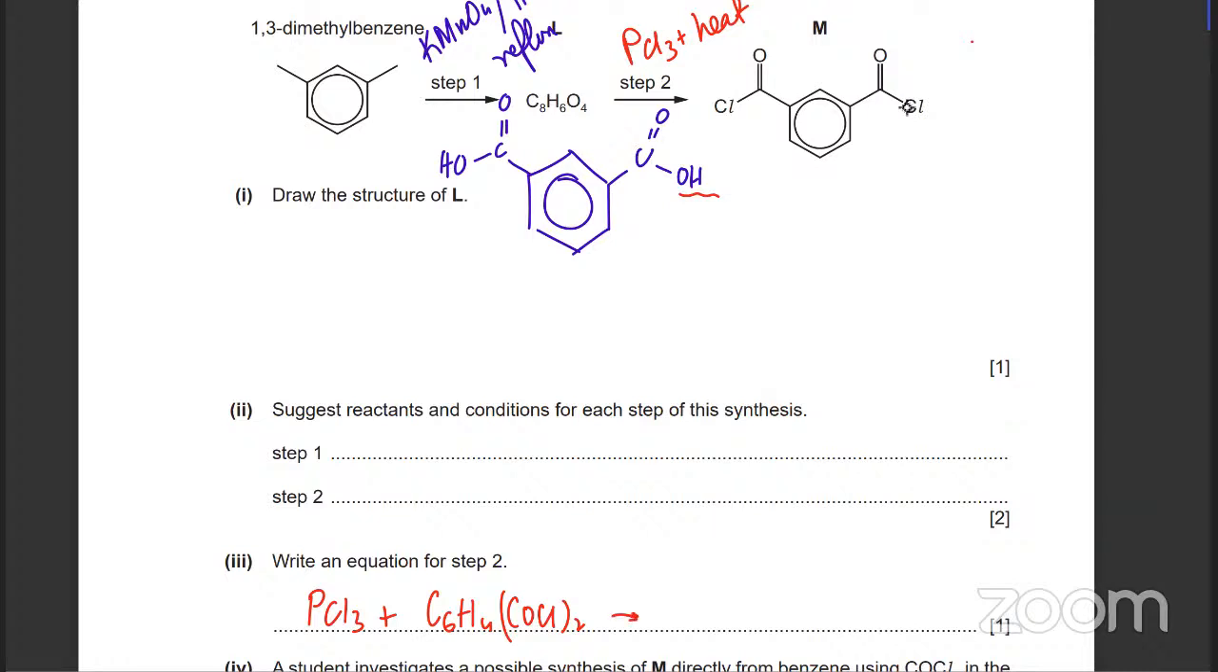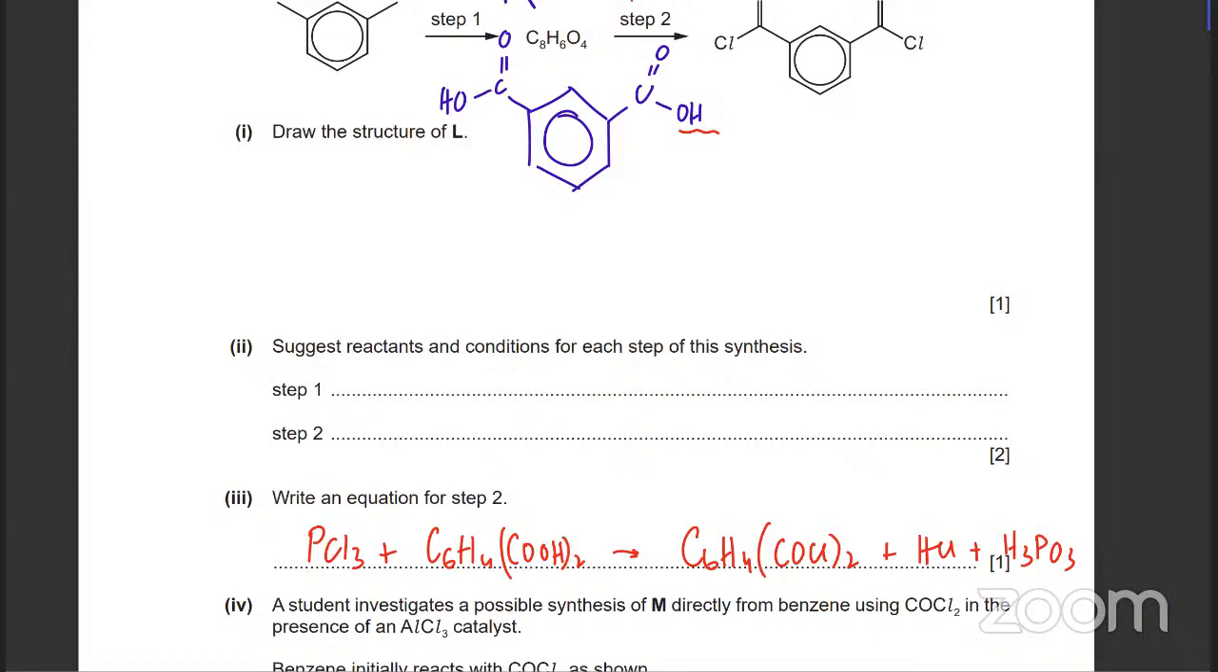And they're reacting. So this C6H4 was a carboxylic acid initially. So it had 2 carboxylic acid groups, and now it will have 2 acyl chlorides. And what else is produced? HCl is produced, and H3PO3 is also produced. Very rarely do they actually ask you for the complete equation, which in this case, they are asking for. So it's going to be this one.